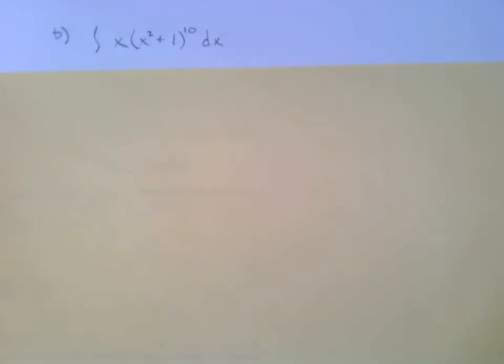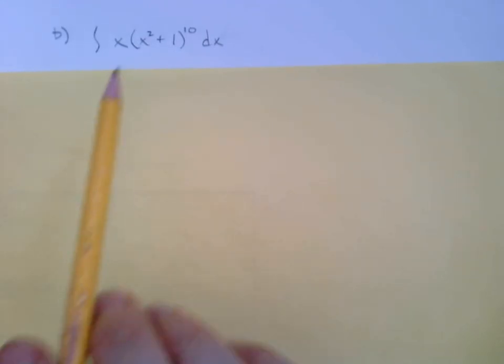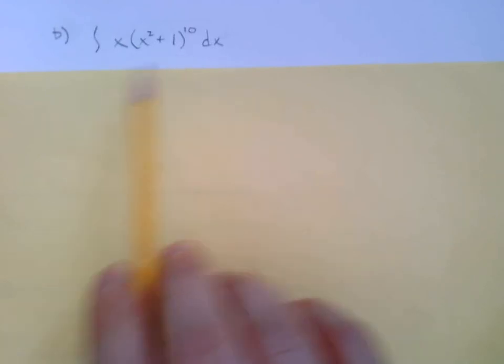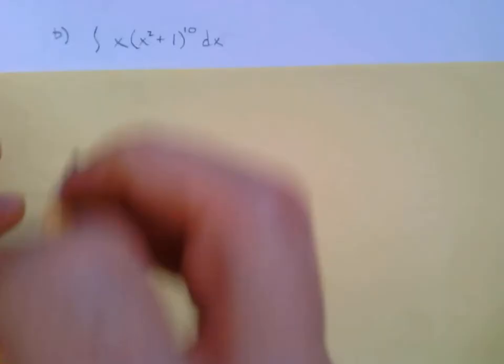Okay, we're going to continue our examples with u substitution. The directions are simply find the indefinite integral. Now let's turn our attention here. The indefinite integral of x times the quantity x squared plus 1 to the 10th. You may notice this looks very, very similar to that introductory example we did.